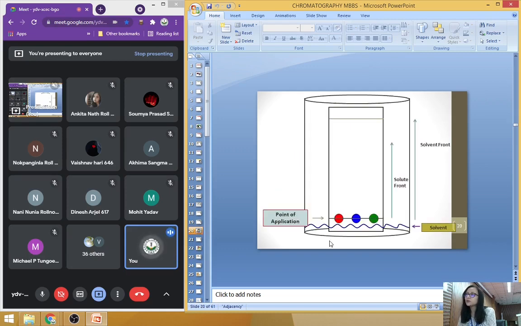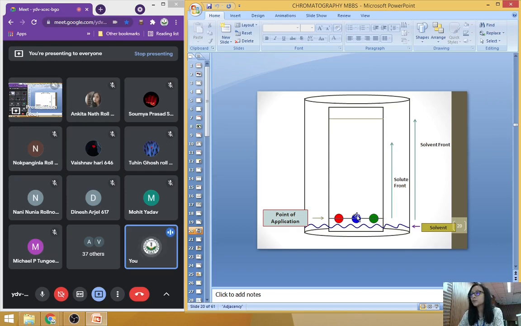Now again we'll come across two important terms: the solute front and the solvent front. What is the solute front and what is the solvent front? Suppose this is your point of application of the samples. After you take it out, this paper will still be wet. Then you mark that end where the paper is wet, drawing a line with a pencil. From this edge till the end where the solvent has passed, that is the solvent front.